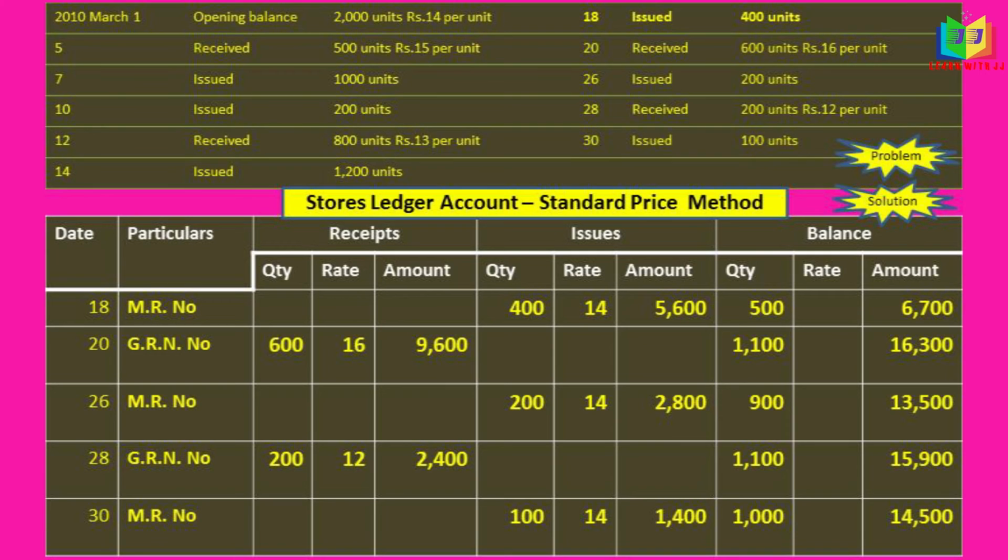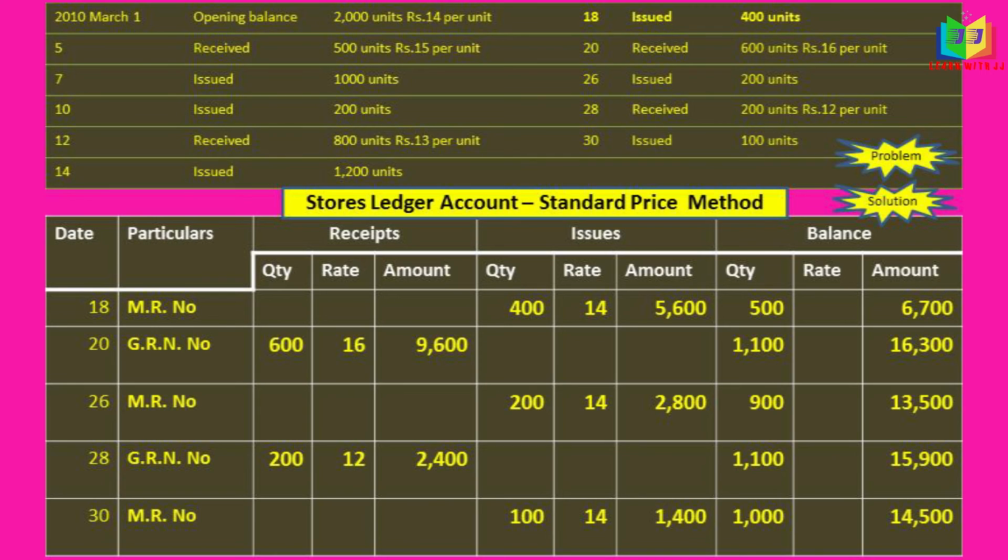Whenever we receive, we have to write it in the receipt column. Whenever we have an issue, we have to write it in the issue column. While receiving, we have to add it to the balance, and while issuing, we have to subtract it from the balance. And the issue will be at the standard price. If the standard price is given in the problem, we have to take that. Otherwise, we have to find the standard price using that formula.